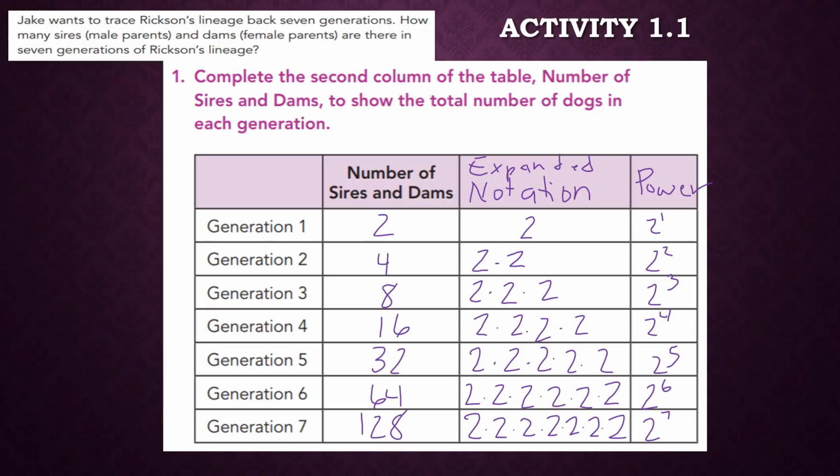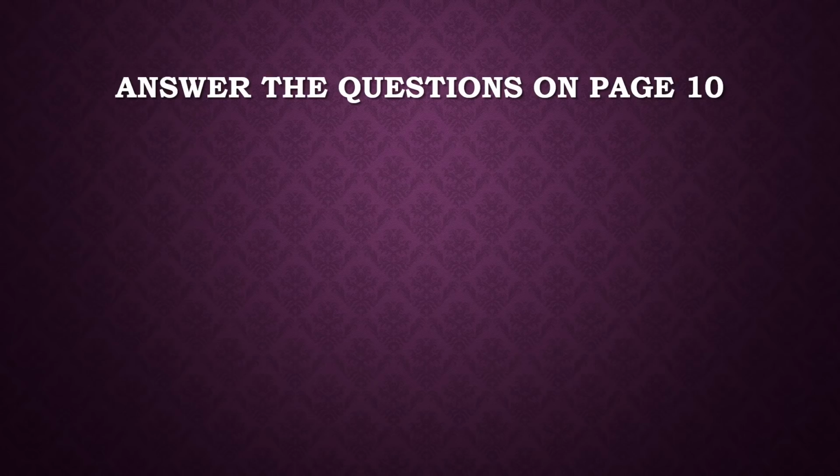All right, you're going to use this information to answer questions 4 and 5. So how many dogs are in Rickson's lineage in the 12th generation back? Write your answer as a power, and then use a calculator to determine the total number of dogs. And then number 5, how many total sires and dams are there in all 3 generations shown in Rickson's lineage?